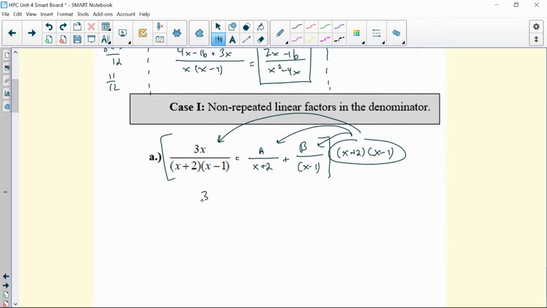So we get 3x, because that had canceled, equals a times, well, the x plus 2 will cancel the x plus 2, so you get an x minus 1. And now the b will cancel, the x minus 1s will cancel, so with the b, you get x plus 2.